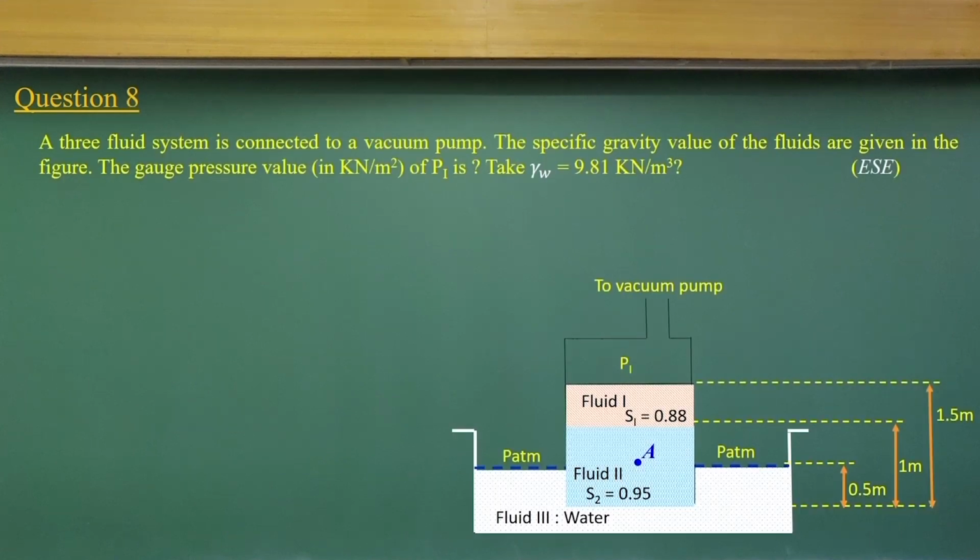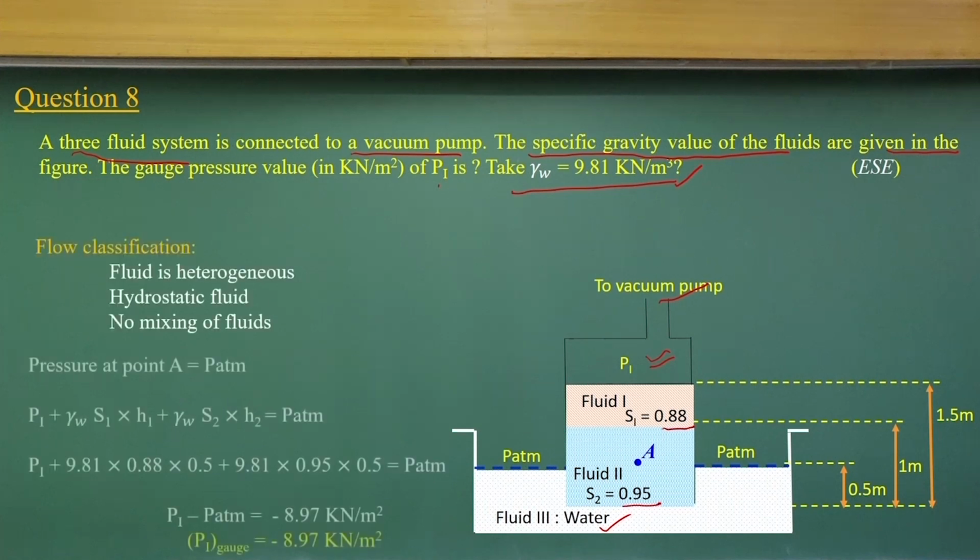Now, take question number 8, which is a 3 fluid system connected to a vacuum pump, where there is no pressure on this. So, that is the vacuum pump. Specific gravity values are given in the figure: S1 is 0.88, 0.95, and the water has specific gravity equal to 1. Then what will be the gauge pressure at P1 if you consider the unit weight of water as 9.81 kilonewton per meter cube?